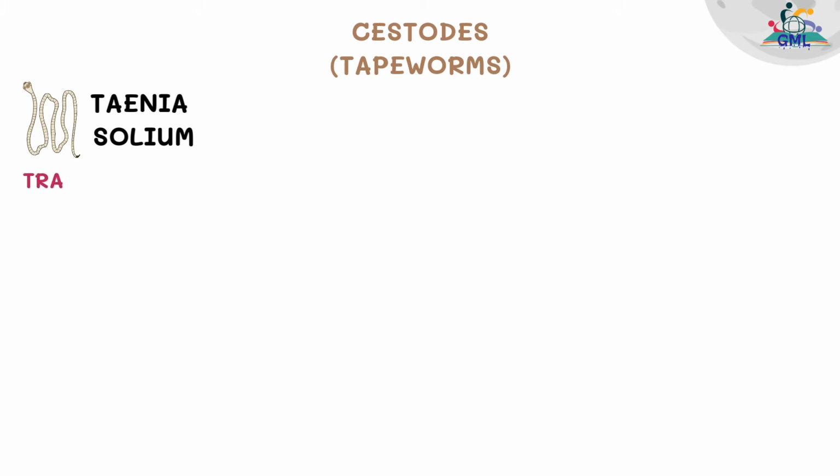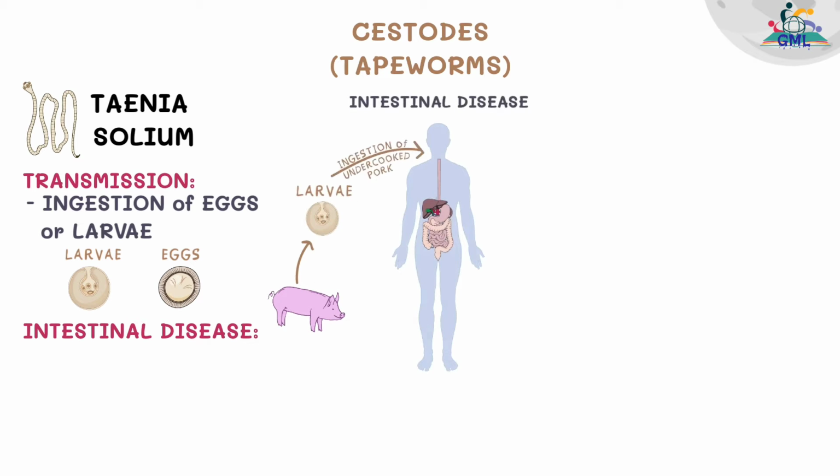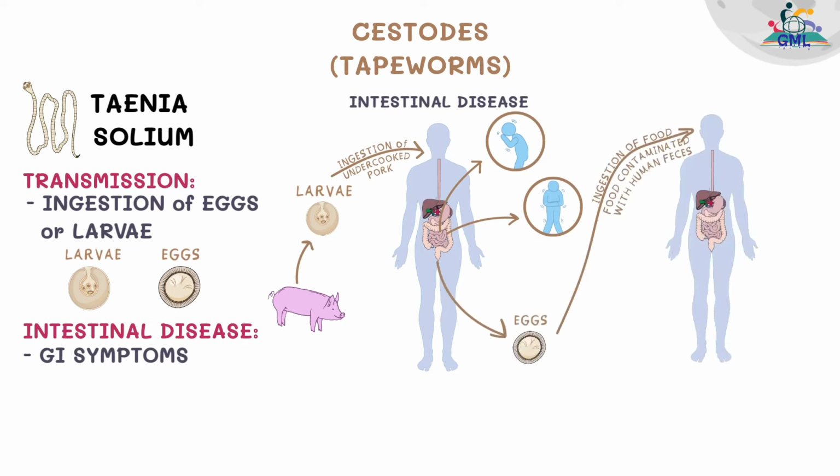Starting off with the cestodes, they're also called tapeworms, and the first tapeworm we will be talking about is Taenia solium. Taenia solium is usually transmitted to humans from consumption of either larvae or eggs. Ingestion of larvae can lead to an intestinal type of disease, and this usually comes from eating undercooked pork, leading to GI symptoms such as nausea and abdominal pain. On the other hand, ingestion of eggs from food contaminated with human feces, for example, can lead to cysticercosis.